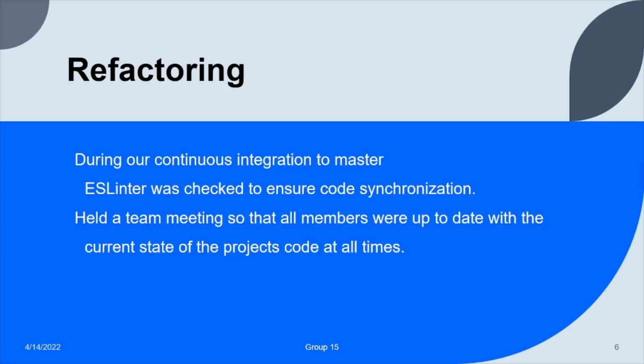For our refactoring, we ensured that our code was continuously optimized and changed to provide the same output. During our continuous integration to master, ESLinter was used to ensure code synchronization and continuity between files. Team meetings were also held so that each member was up to date with the current state of the project at all times. This again follows on from our pair programming concept, keeping every team member up to date on every component.